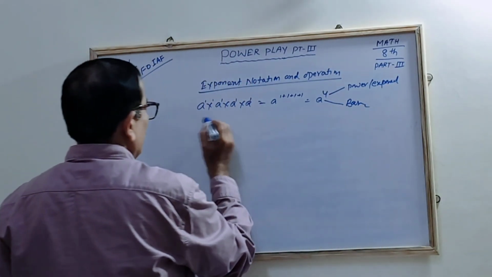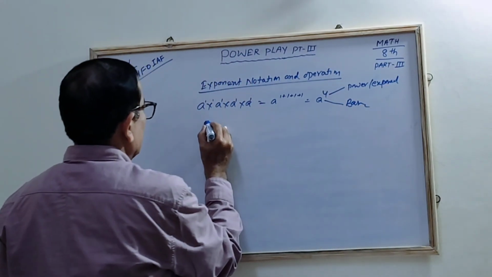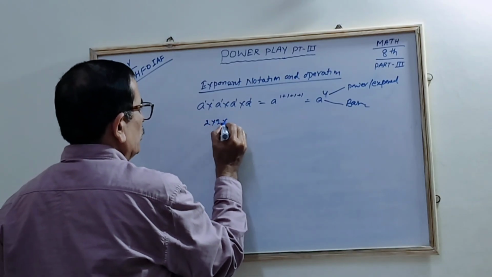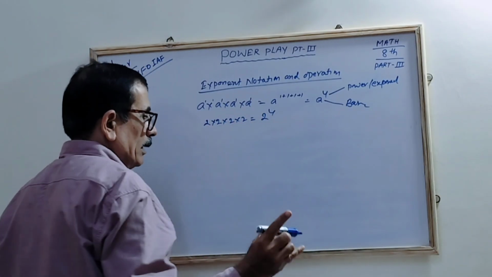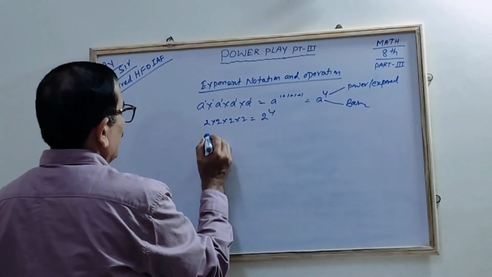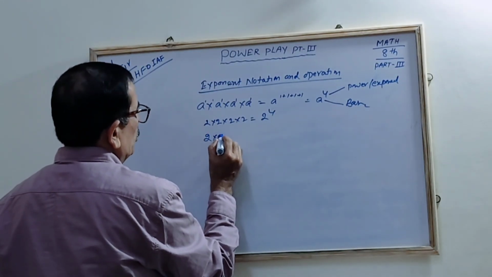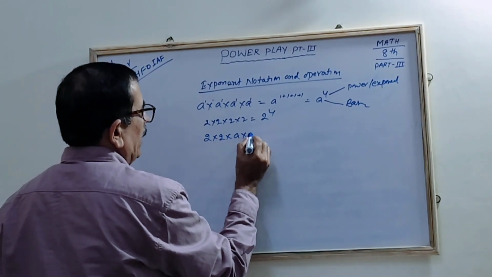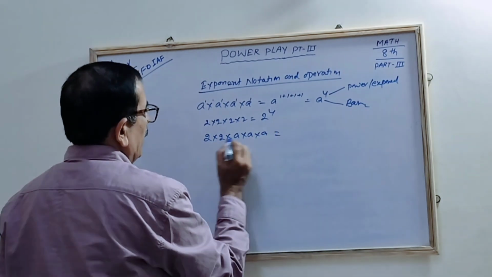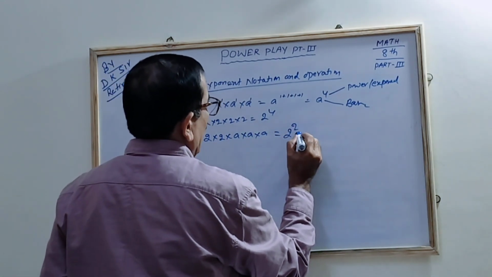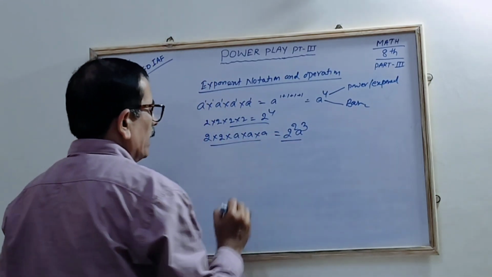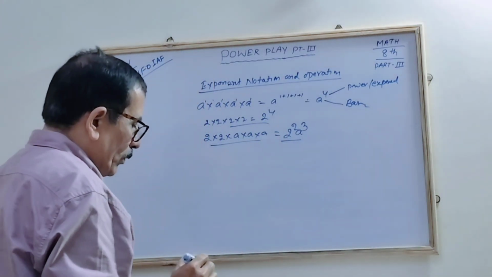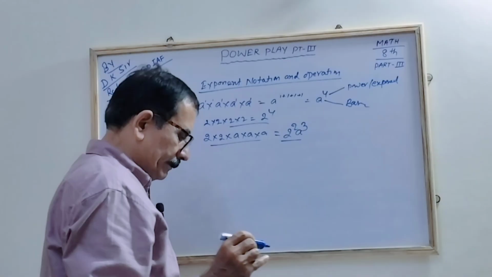So it can be anything, correct? We can say 2 into 2 into 2 into 2, correct? It becomes 2 to the power 4, understood? There can be cases like 2 into 2 into a into a into a. So we can write 2 squared and a cubed, correct? This is a different type we can write in the exponent form, correct?